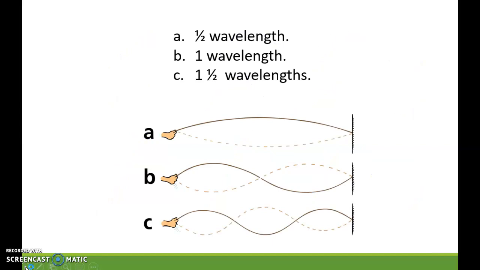So A, we have half a wavelength. B represents one wavelength. And then C would be 1.5 wavelengths. So this one represents a half. This one is one full. And then this one is 1.5.